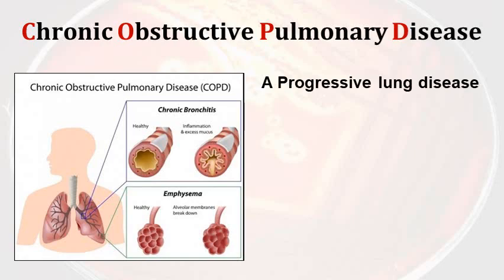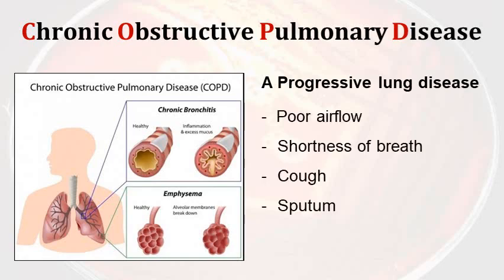And the second aspect is emphysema, which refers to damage to the lungs over time. So the alveolar septa are totally damaged, and that's why it is very difficult to breathe in a COPD patient. The main symptoms are poor airflow, shortness of breath, and cough along with sputum or mucus.